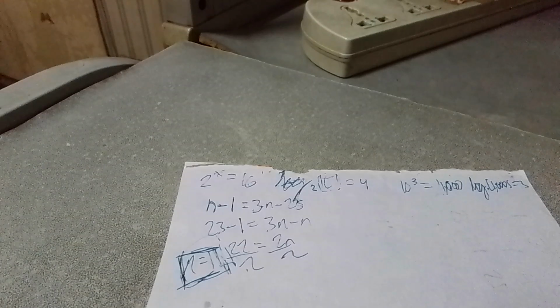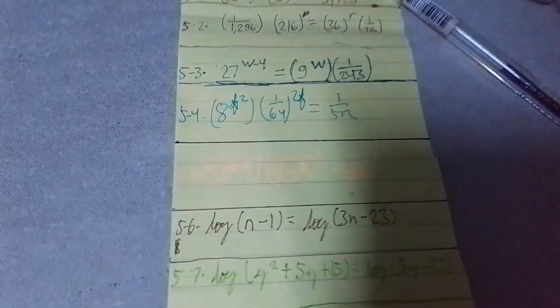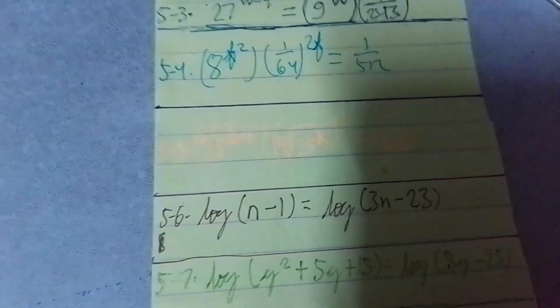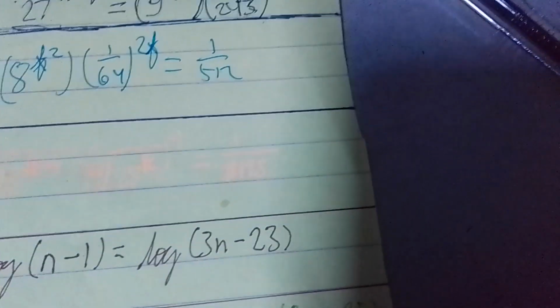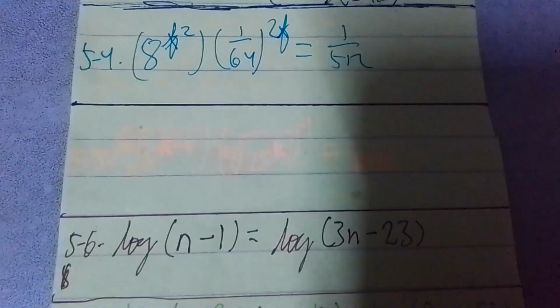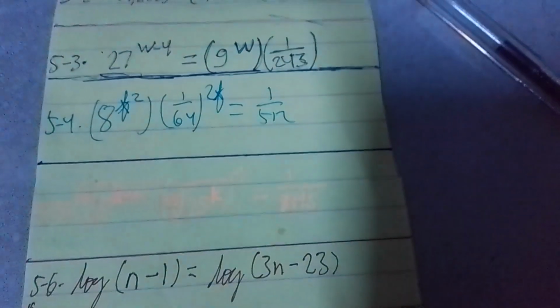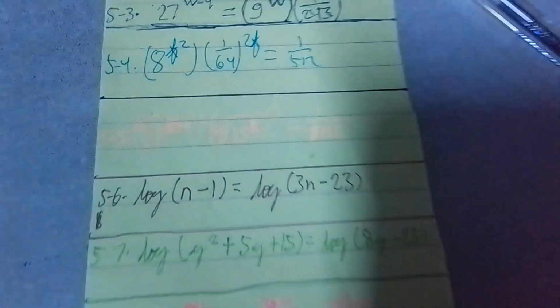But wait, we're still not yet done. Let's verify if this is true. Because 11 minus 1 equals 10, and log base 10 of 10 is just 1, because 10 raised to what power gives you 10? That's 1, right? On the other hand, 3 times 11 is 33. 33 minus 23 is 10. Log base 10 of 10 is 1. Very easy, right? Next, number 7.